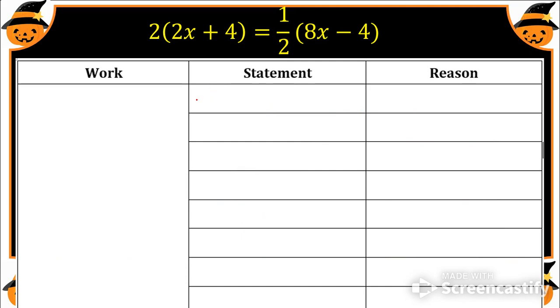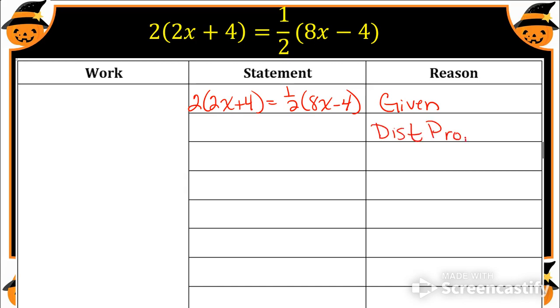Okay, let's take a look at another example. We're going to write this in our statement column, the problem. Again, this is the given. We are going to distribute, so apply the distributive property, and we get 4x plus 8 equals, and we distribute 1/2, 4x minus 2. So over here, I'll just show my work. We never show the work inside the column.